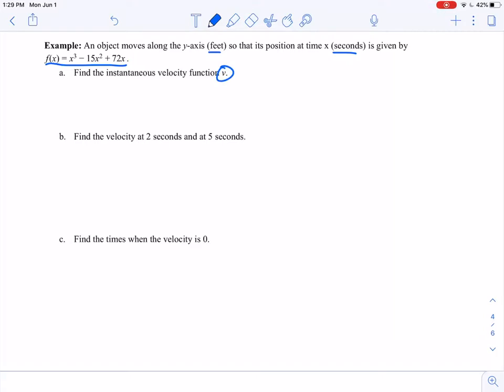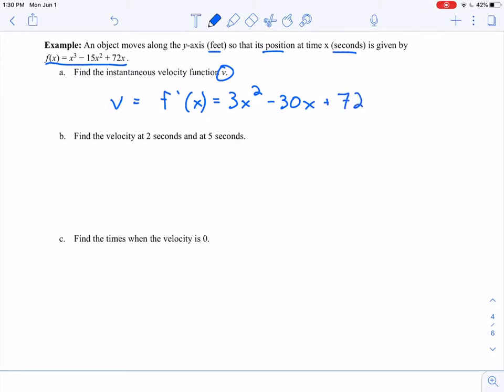I need to remember, I'm given a position function, how do I find the velocity? Remember that one of the interpretations of the derivative is a velocity function, so long as we're starting with a position function. So if I want to find the velocity function v, that's really just the derivative of this function. Here I would just take the derivative of each one of these terms. Derivative of x cubed, that's going to be 3x squared. Minus derivative of 15x squared, that's going to be minus 30x. And derivative of 72x, that's going to be plus 72. So there's my instantaneous velocity function v.